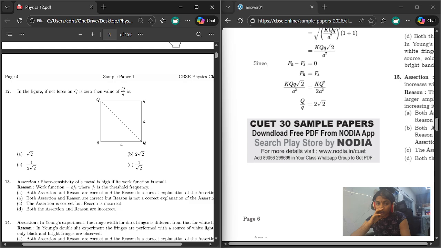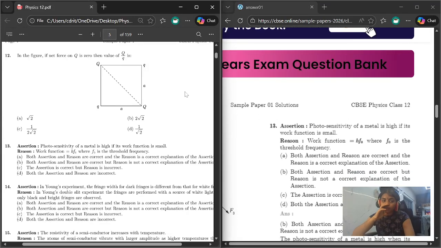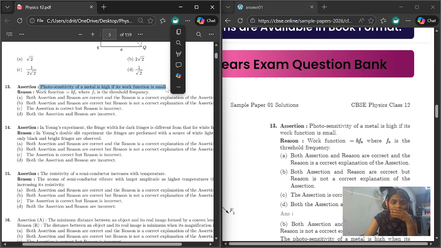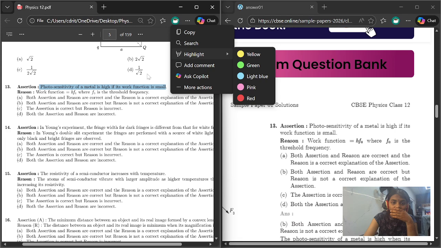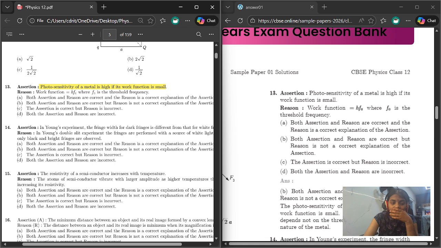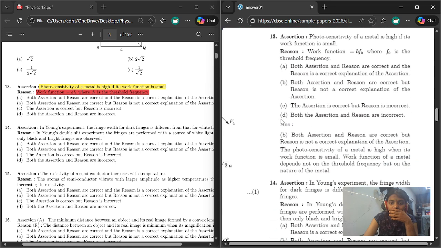Okay, next, assertion and reason. The assertion says the photosensitivity of a metal is high if the work function is small. The reason is the work function is equal to h f naught, where f naught is the threshold frequency. I think it's wrong. Okay, the answer is B.